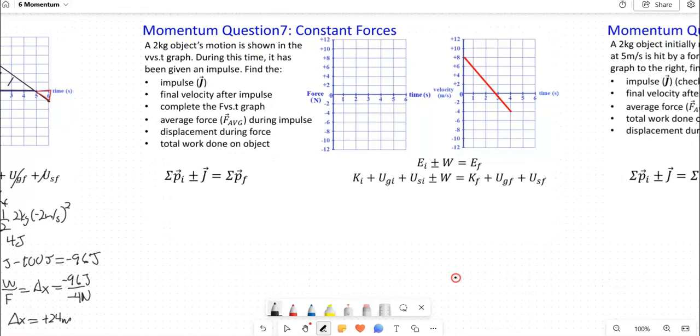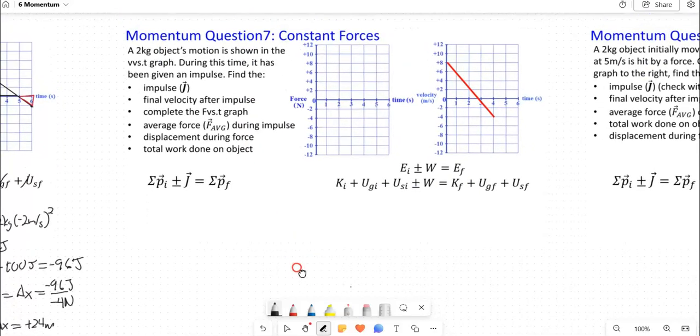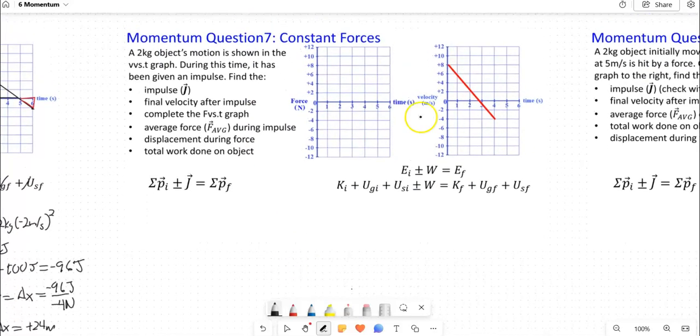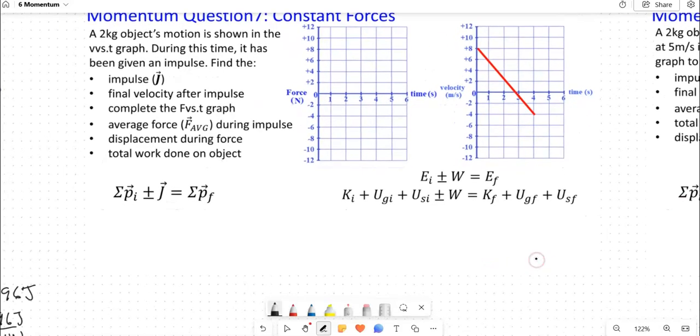In one of the problems, I give you a velocity versus time graph, and then I have you solve for all those things that we just solved for in the other problem, okay? So in this problem, you can kind of see that this may or may not be crossing the line at the 3-second mark, okay? So I don't trust it, okay? So what we're going to do, we're going to kind of work backwards, okay?